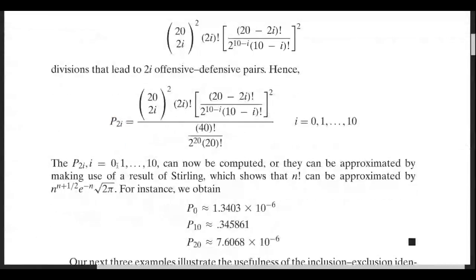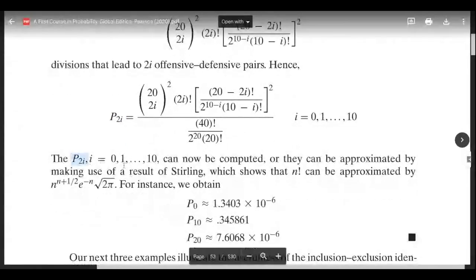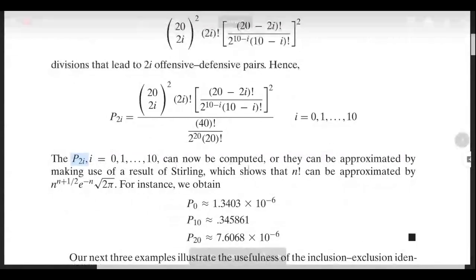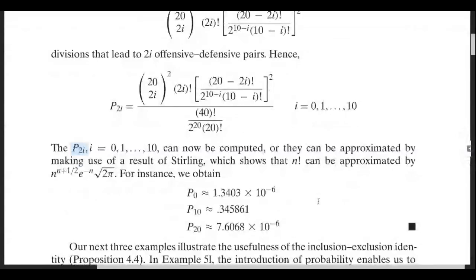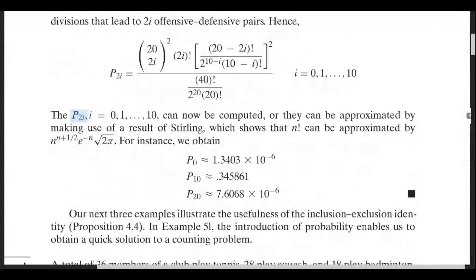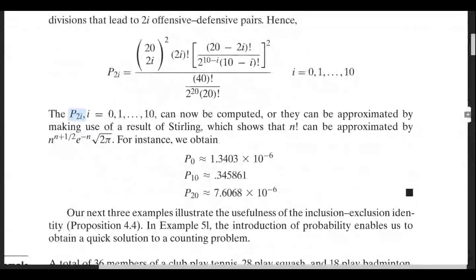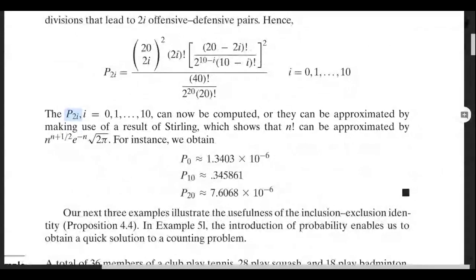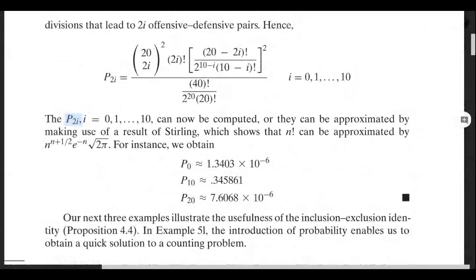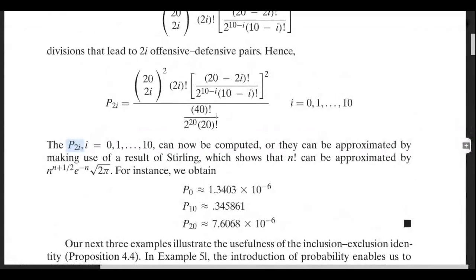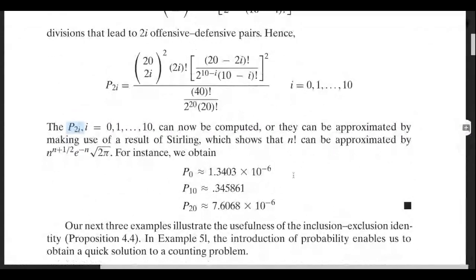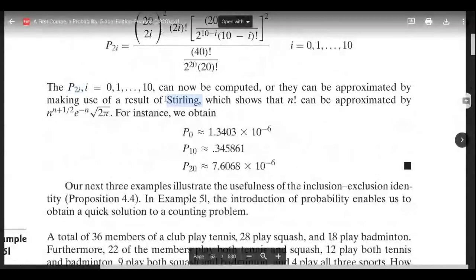Okay, then the probability of 2i can now be computed, or approximated, by making use of the result of Stirling. Okay, that n factorial can be approximated. Anyway, this is for fun, okay? Don't mind this one, because we haven't talked about it yet.